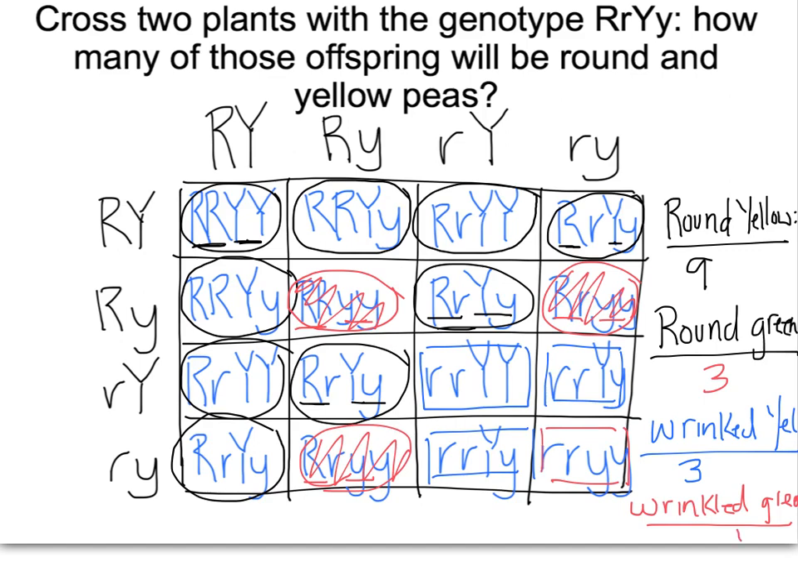All right, and I want you to notice a pattern here. We have a ratio. Our ratio is 9 to 3 to 3 to 1. And I'm going to show you that. You can actually see those phenotypes on the next slide.